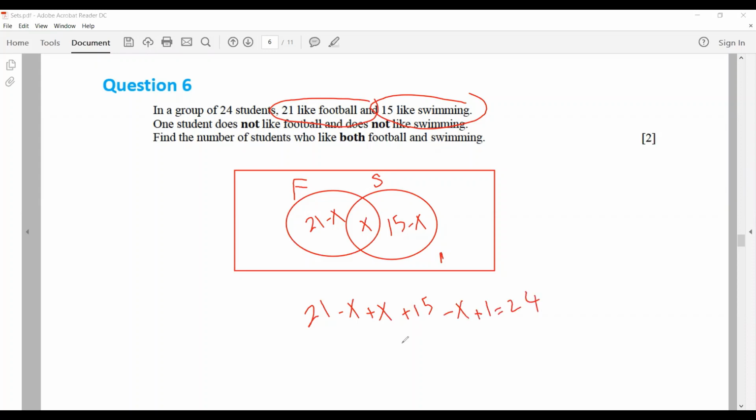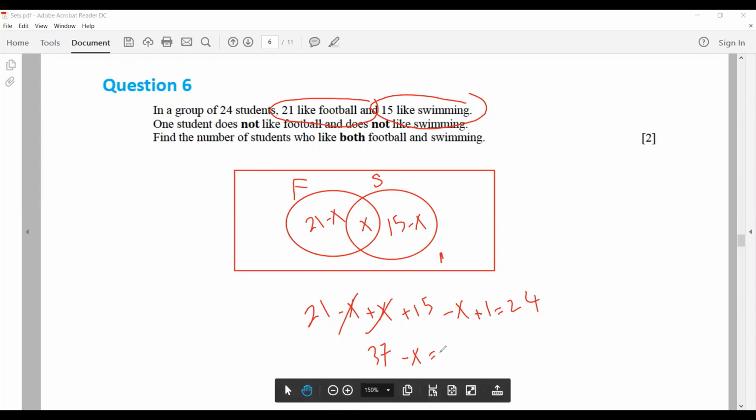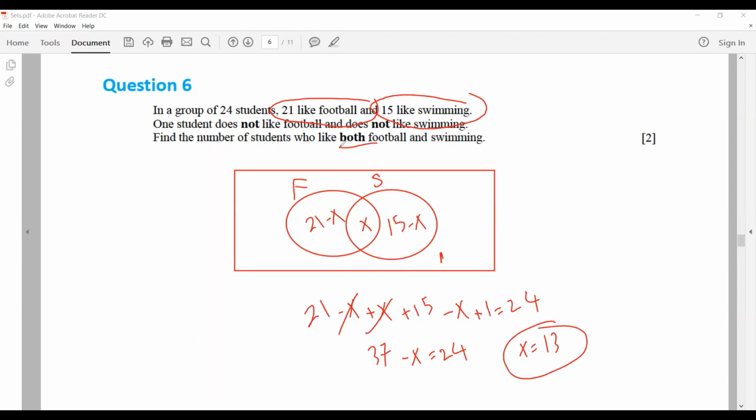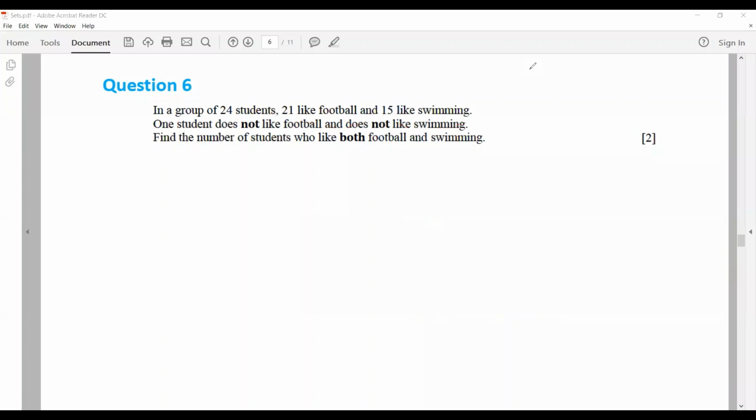That gives us 36, 37 minus X equals 24. Therefore, X should be 13, right? So X is 13, which is the answer to this question, the overlap region, right? Okay, moving on to the next question.